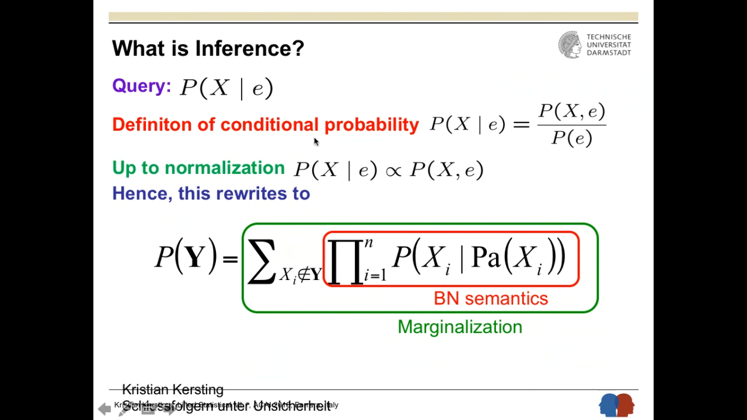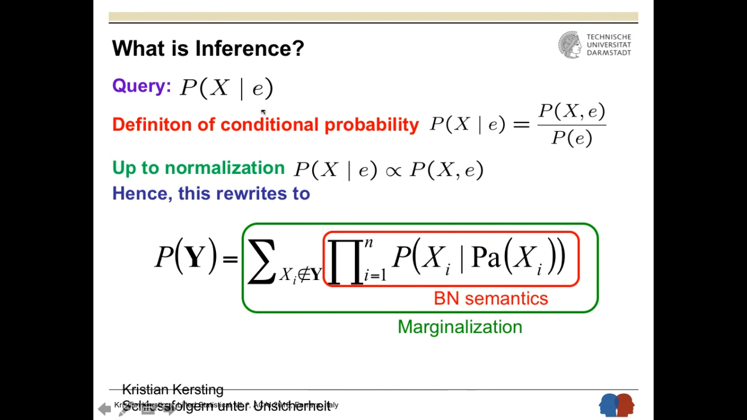Now, from the definition of conditional probabilities, we know that we can rewrite this term as the ratio of the joint distribution of X and E and the probability of E. Now, this part here is only to get everything into the 0, 1 range again, so getting it into a distribution in a sense. So it's a normalization. Therefore, essentially what you see is we have to compute something like joint distributions.